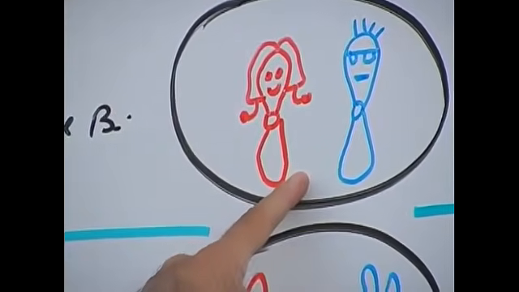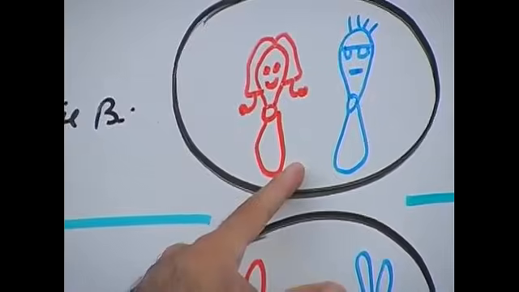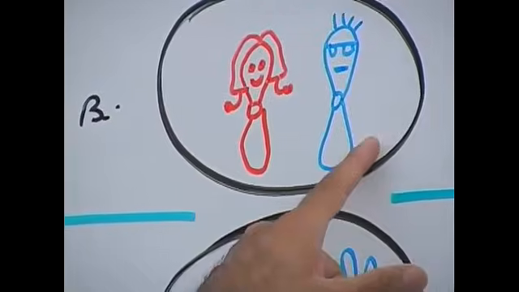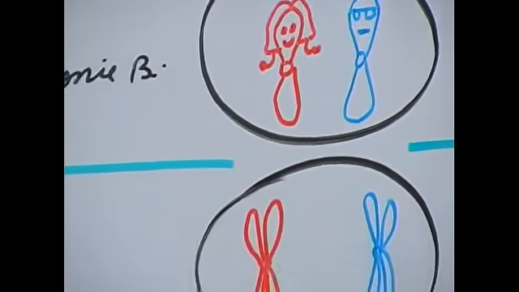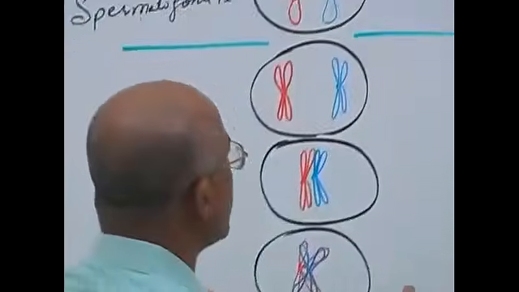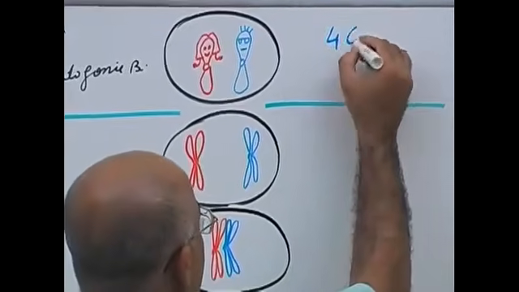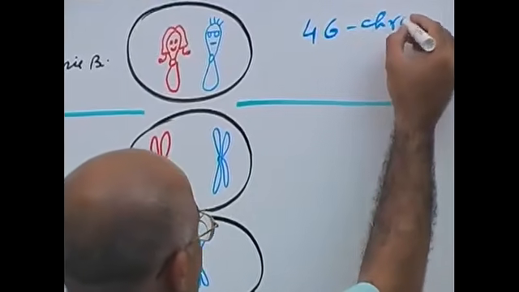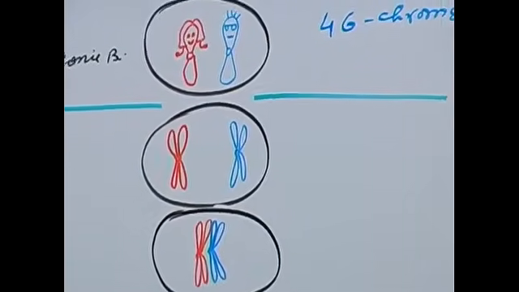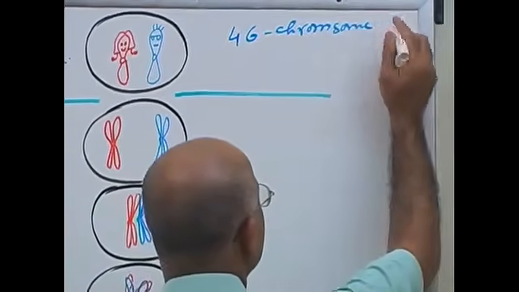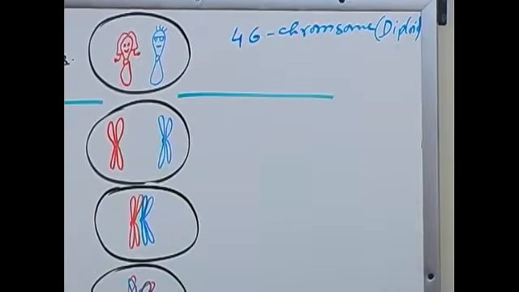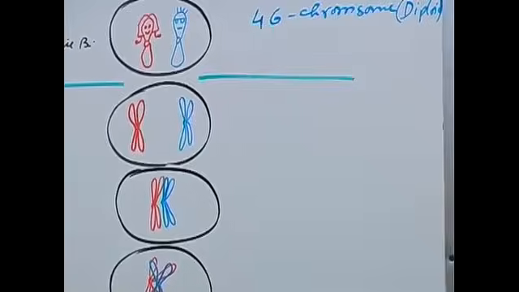These 46 chromosomes, 23 I have from my mother and 23 chromosomes I have from my father. So basically I have 46 chromosomes. And when the chromosomes are 46, we call this the diploid number of chromosomes. Diploid number of chromosomes.